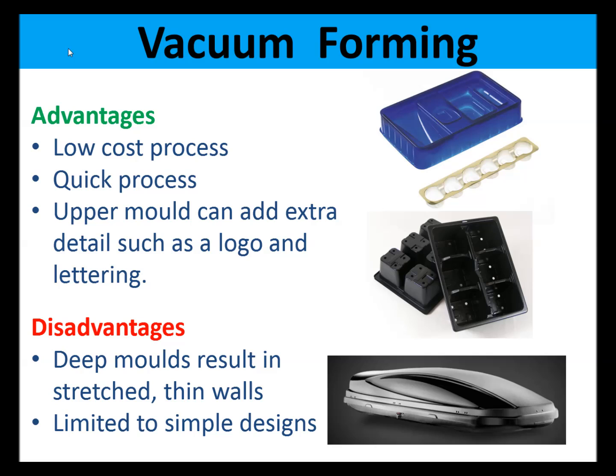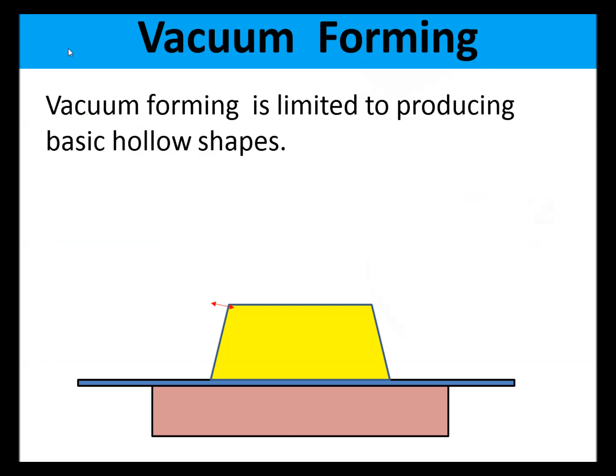Vacuum forming advantages: it is a low cost process, it is quick, so suited for mass production. Upper molds can add extra detail if necessary. The disadvantages are that it's normally only a single thickness, and deep molds can result in the walls becoming quite stretched, and it's limited to simple or certain shapes, which we'll look at later.